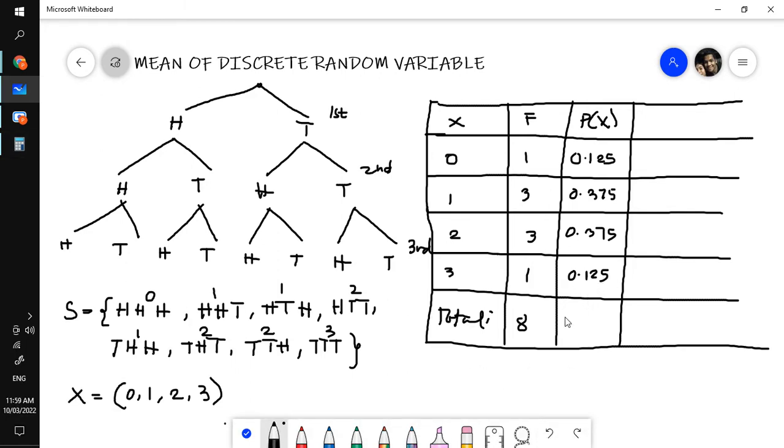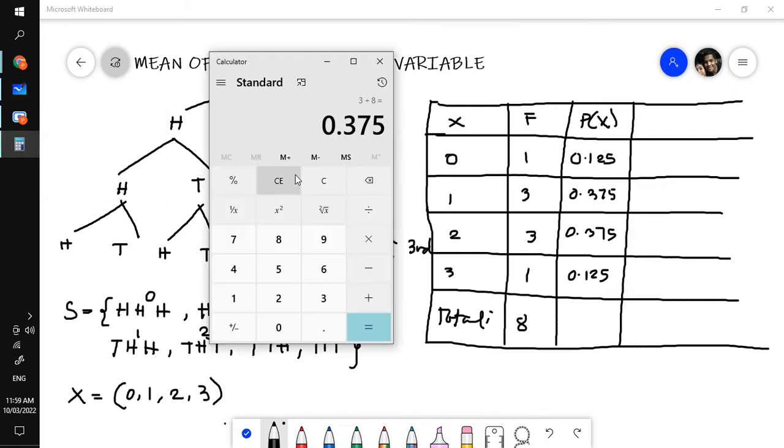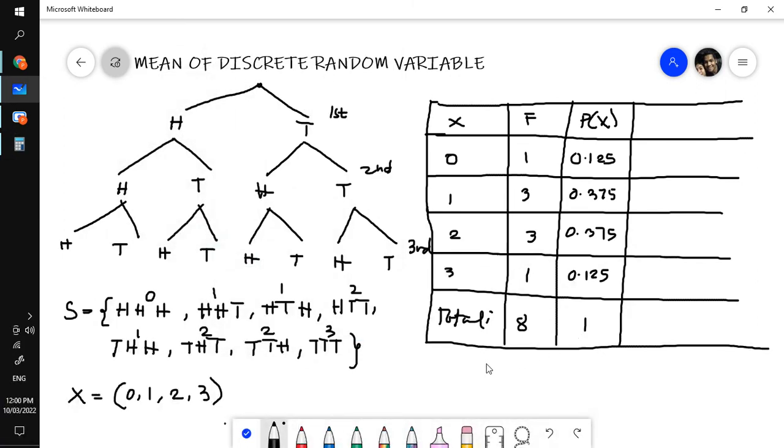So that's 0.125. Now we need to check if our calculation is correct. So that is by adding all the probabilities. We have 0.125 plus 0.125 plus 0.375 plus 0.375. Oh, I forgot. Let's do it again. 0.125 plus 0.375 plus 0.375 plus 0.125. Okay, so the total probability is 1, which is correct.